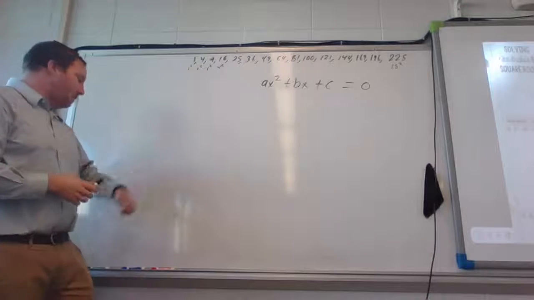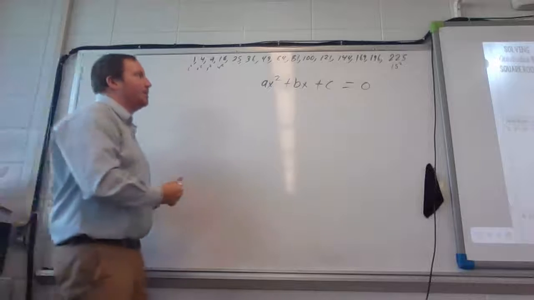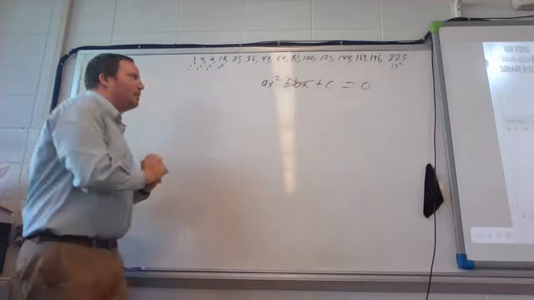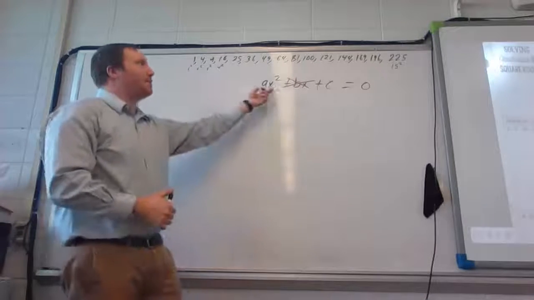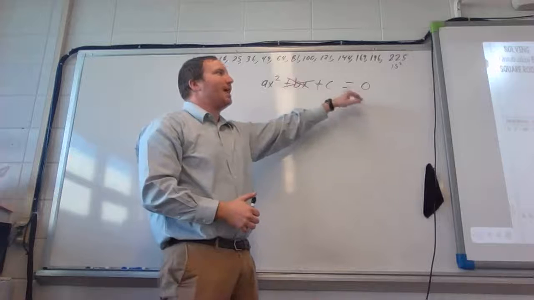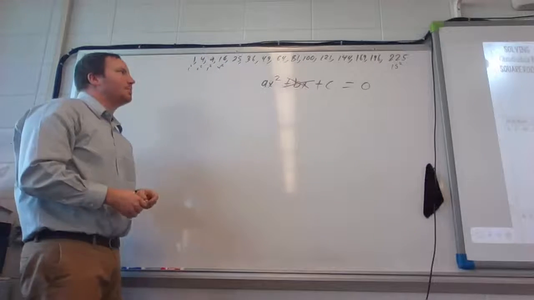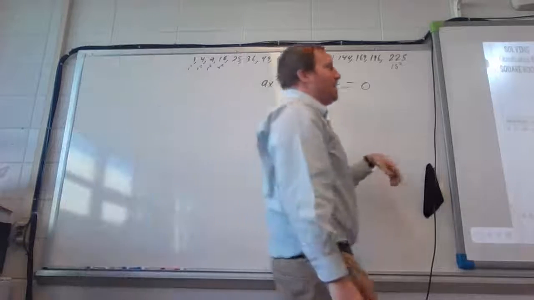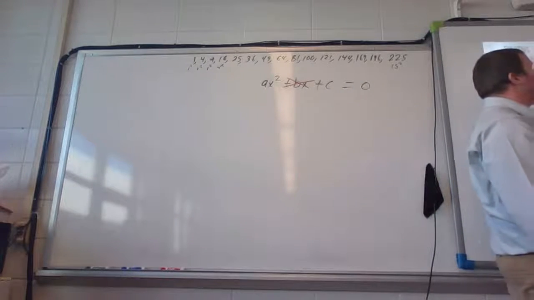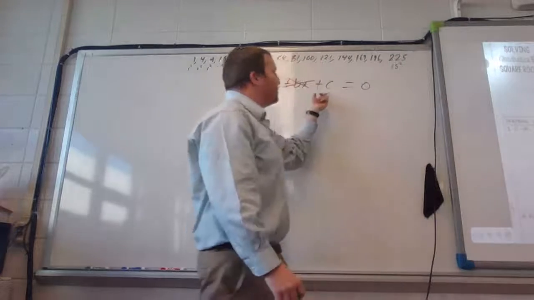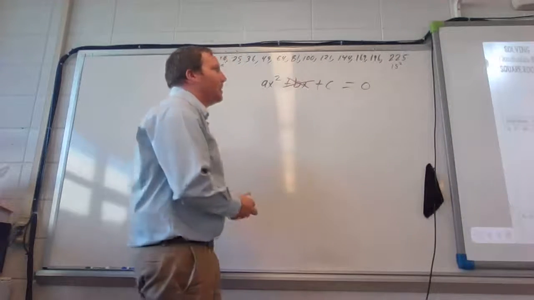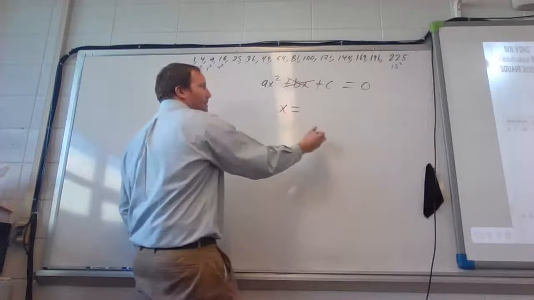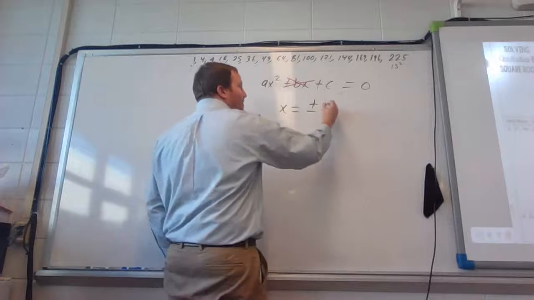However, we can't solve those by taking the square root, but we can if we don't have this bx part. So if we have the form of ax squared plus c, we can solve these by taking that square root, because we don't have that middle b value. What we're going to do is subtract our c over and then take the square root.